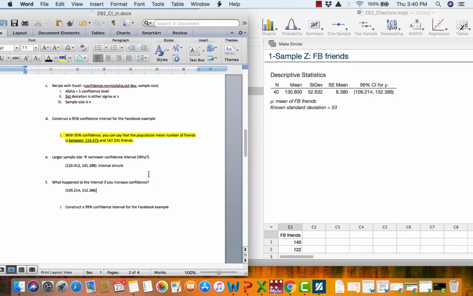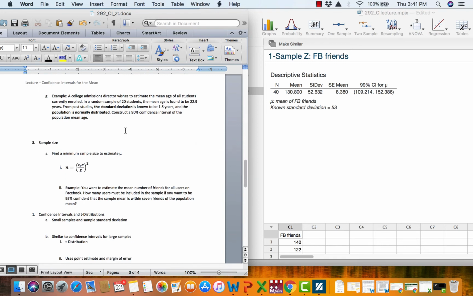What happened? Well, obviously, the interval got wider. So in other words, if you want to be more confident, you have to grab more numbers. Okay, so increasing confidence makes the interval wider.